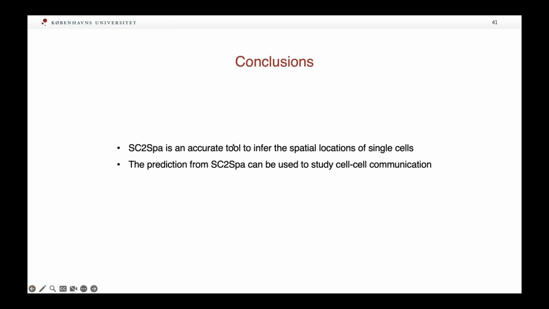So just to summarize, SS2Bar is an accurate tool to infer the spatial locations of single cells, and the prediction from SS2Bar can be used to study cell-cell communication further.